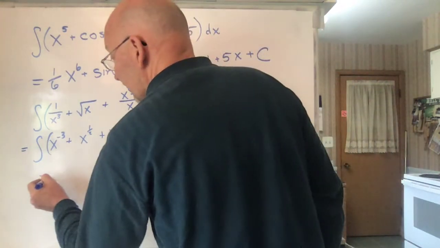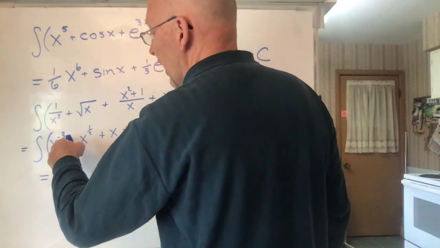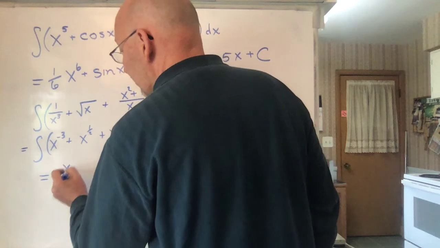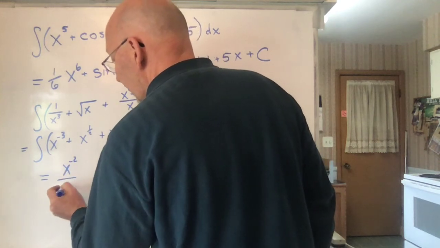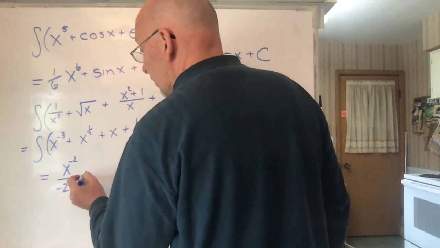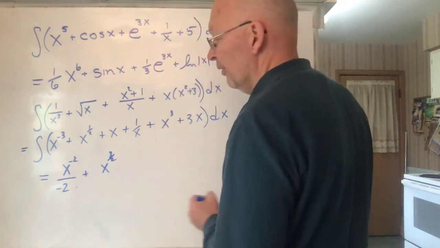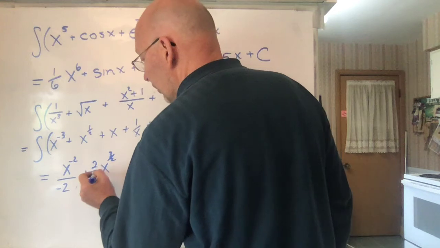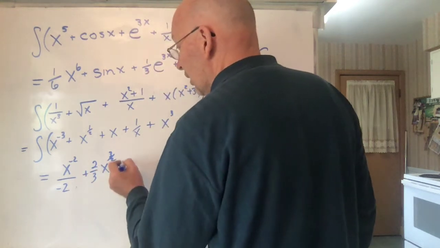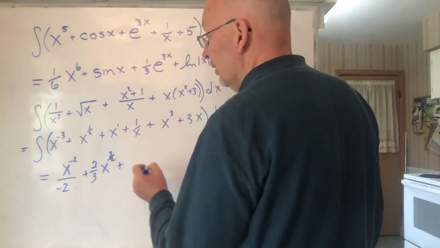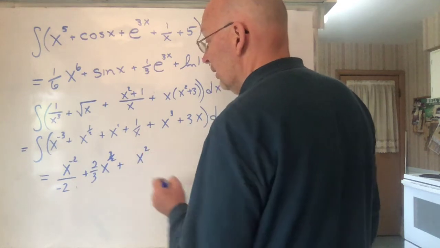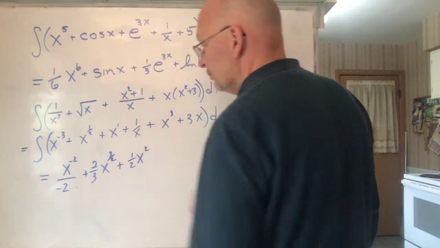And then take the antiderivative. It's going to be what? You add 1 and divide by it. So it's x to the minus 2 divided by minus 2. Plus, add 1, you're going to get x to the 3/2 divided by 3/2, which is the same as multiplying by 2/3. This is x to the 1 power, so it's going to be x squared divided by 2.